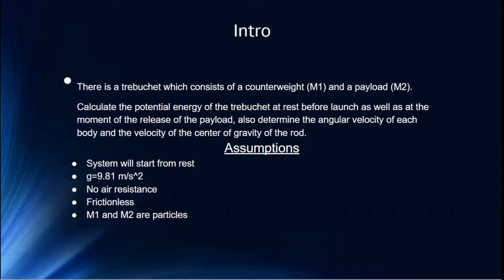Some assumptions to help with calculations and keeping the problem a little more simplified would be that the system will start from rest. G is 9.81 meters per second squared. There's no air resistance. It's frictionless, and we're treating M1 and M2 both as particles.